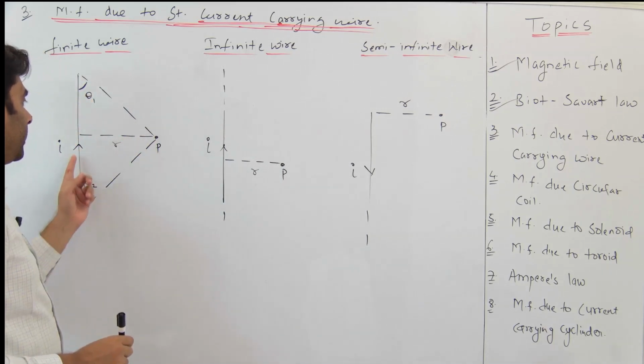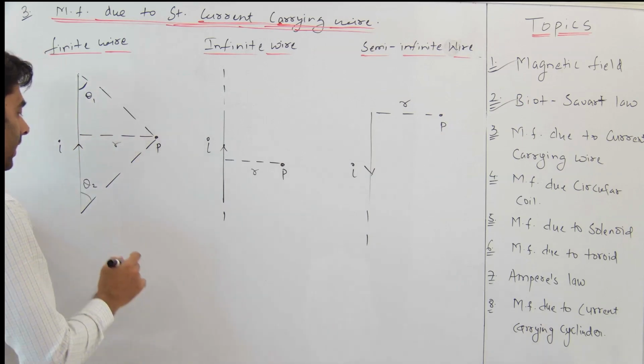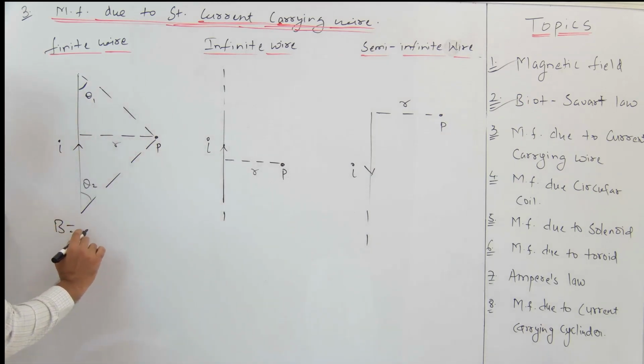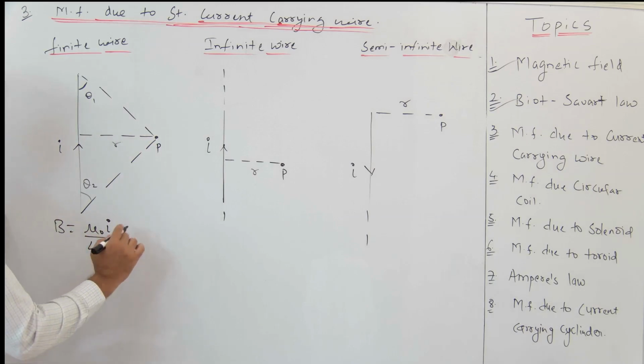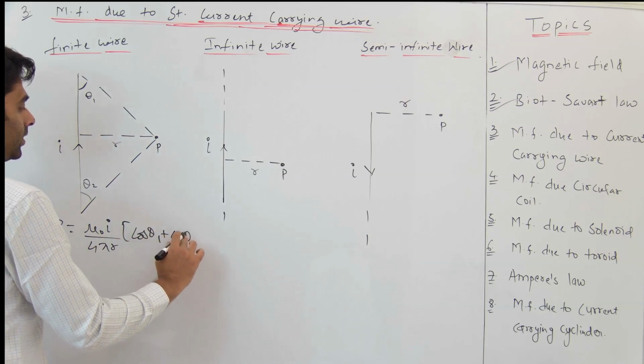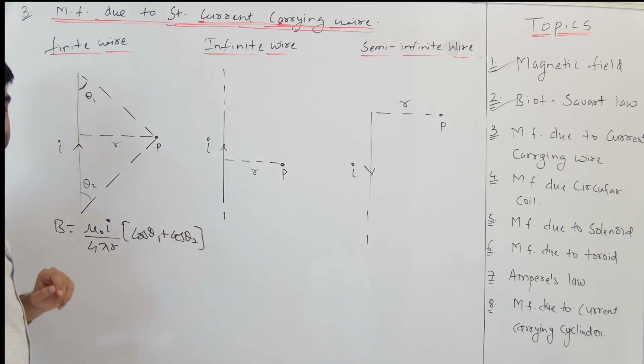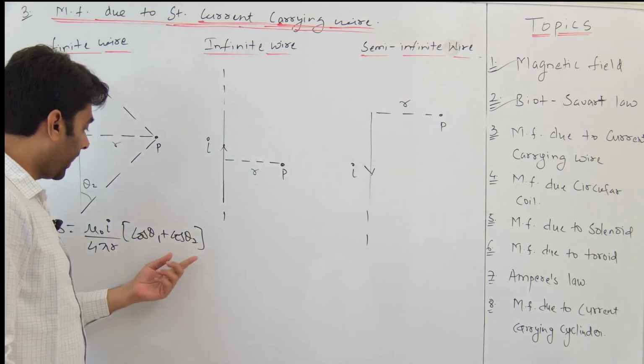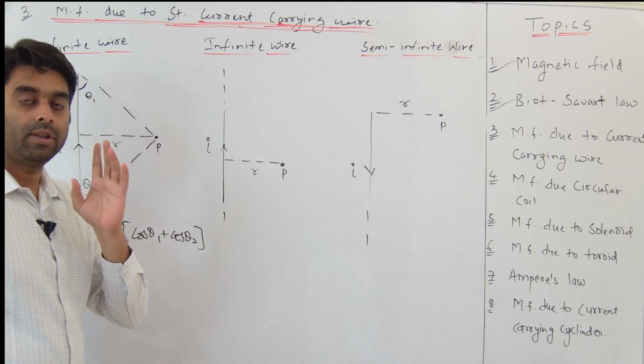So magnetic field due to this finite wire is given as B is equals to mu naught I by 4 pi r times (cos theta1 plus cos theta2). This is our magnetic field due to finite wire. Be careful: the angles theta1 and theta2 are taken with the wire.